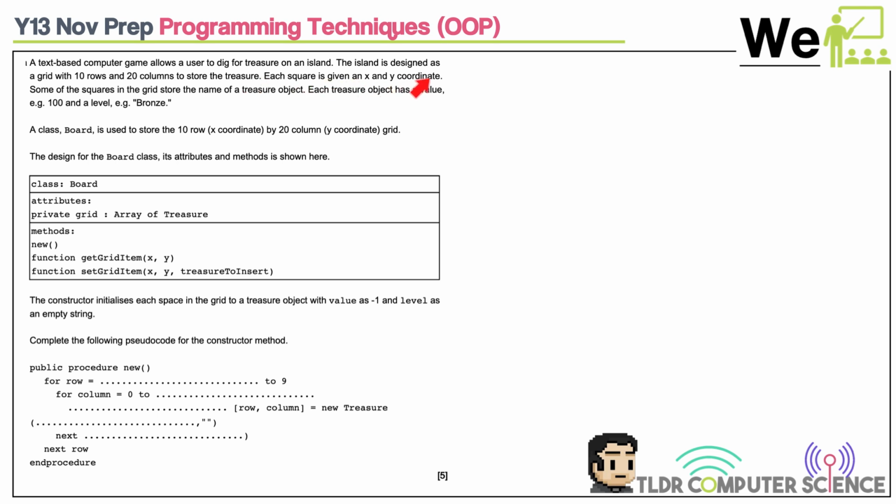Each square is given an x and y coordinate. Some of those squares in the grid store the name of a treasure object. Each treasure object has a value, e.g. 100, and a level, bronze. So it's got two different values associated with it, so that might be an object itself.